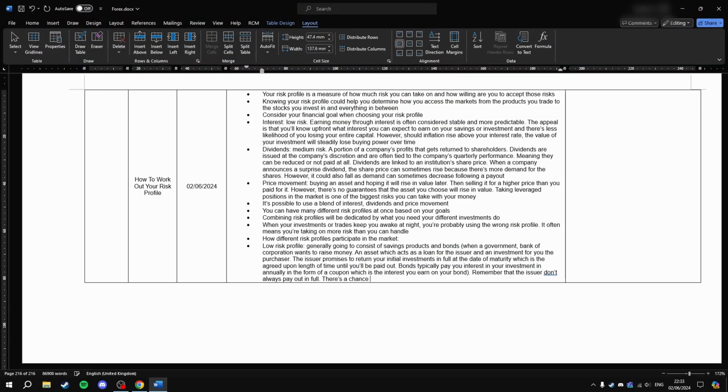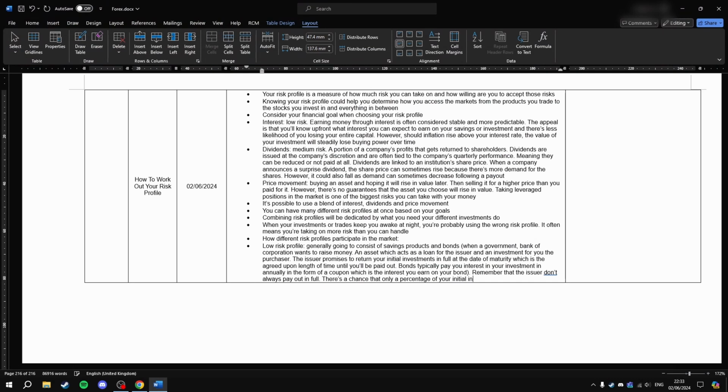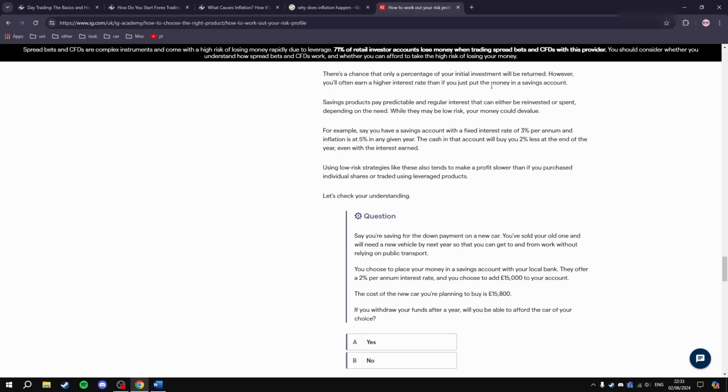There's a chance that only a percentage of your initial investment will be returned. However, you'll often earn a higher interest rate than if you just put the money into savings accounts.